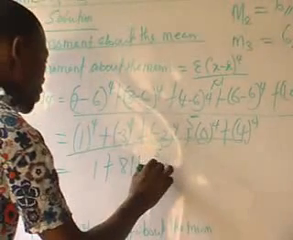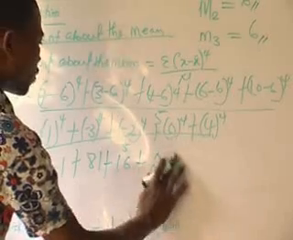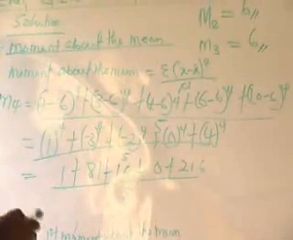So this one will give us what? 16. And this one will give us 0. Then this one will give us 4 raised to power 4, all over 5. So let us add and get the final answer.